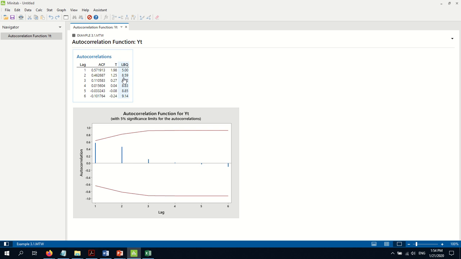Then we compare 8.82 with 7.8. We can see 8.82 is greater than 7.8. So we say that at alpha equals 0.05, we have evidence that the first 3 autocorrelation coefficients at lags 1, 2, 3 are jointly different from 0, 0, 0.